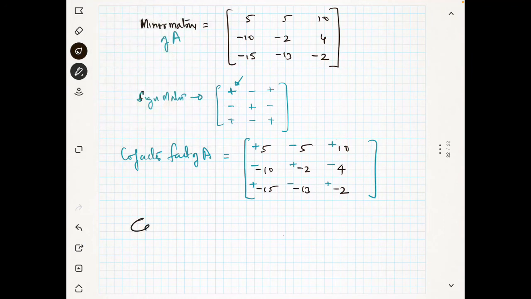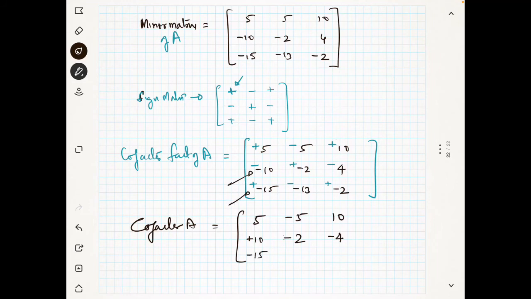So what is my cofactor? I can write cofactor of A as, you see, it's plus 5, minus 5, 10. Then this is minus of minus 10, which is plus 10, then minus 2, minus 4. Then this is minus 15, this is minus of minus, which is plus 13, and this is minus 12. Now this is the cofactor of A.